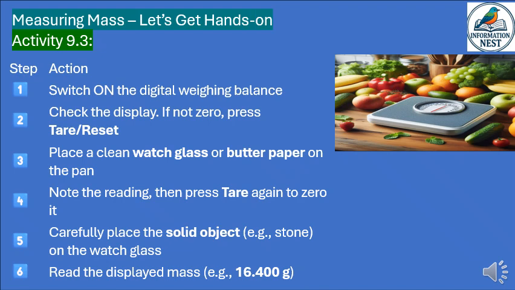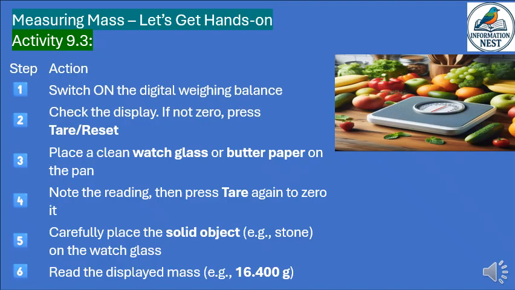Step 2. Check the display. If it is not showing 0, press the tare or reset button. This sets the balance to 0, so we start fresh. Step 3. Place a clean watch glass or butter paper on the pan. This keeps the pan clean and protects the object.